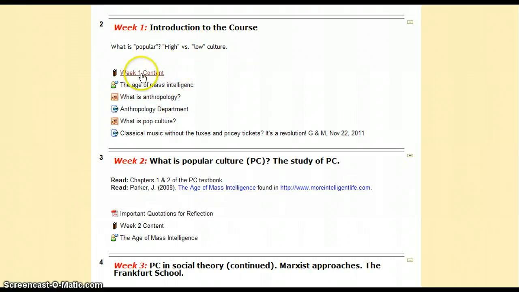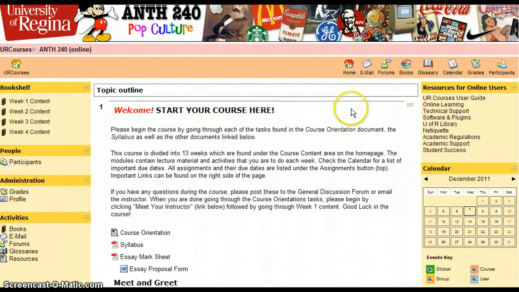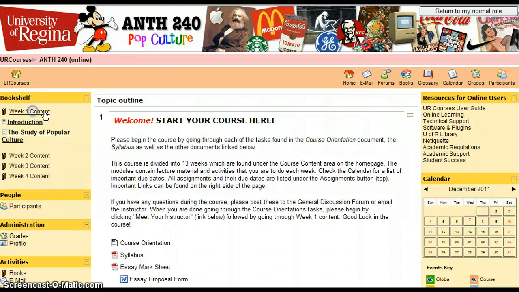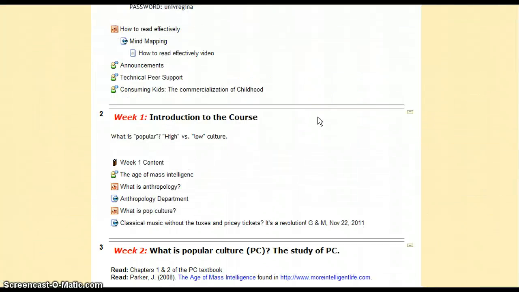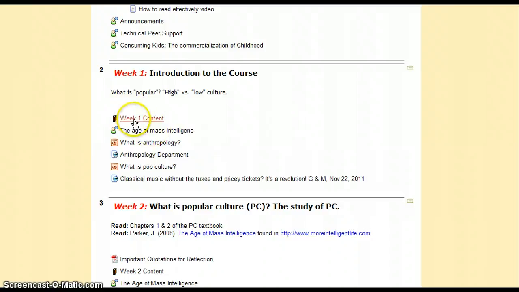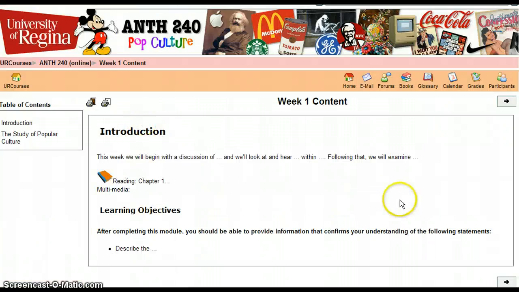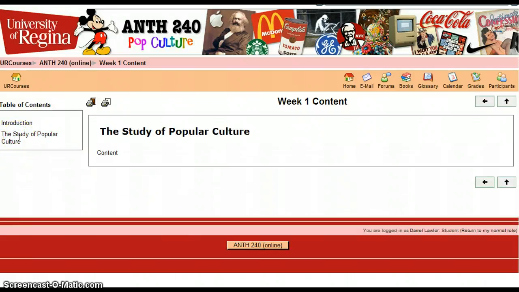And you'll notice these books, week 1 content. This is also up here, week 1 content. So it's the same thing, and it doesn't need to be in 2 places, but I've done that. So here's the introduction. This is where they would read the study of popular culture. So the content would go here.